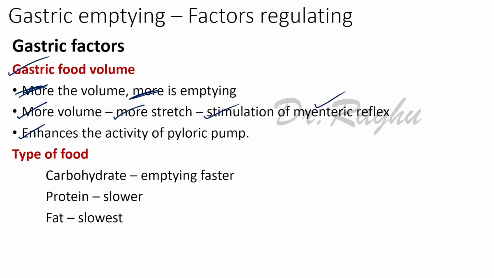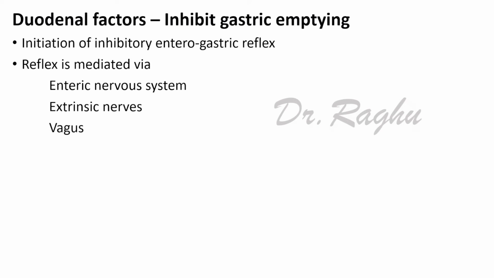This is one factor. The second factor which affects gastric emptying is the type of food present in the stomach. If it's predominantly a carbohydrate food, then the emptying is going to be faster. If it's a protein food, then the emptying is going to be slower. But if it is a fatty food, then the emptying is going to be the slowest. So these are the two important gastric factors. Now coming to the duodenal factors, remember that the duodenal factors are going to inhibit gastric emptying. How do they inhibit gastric emptying?